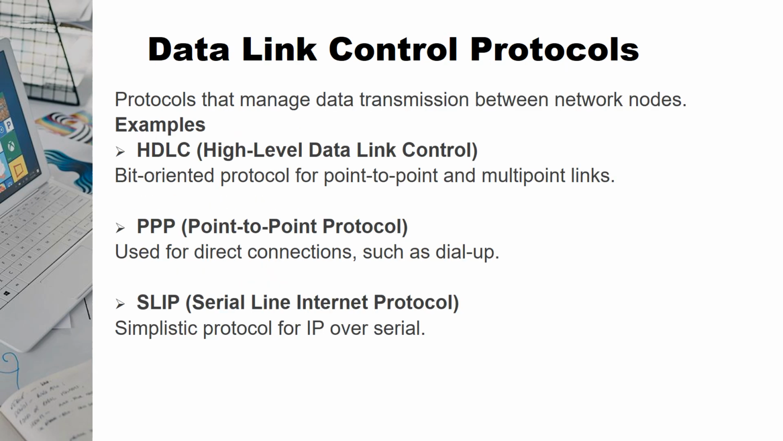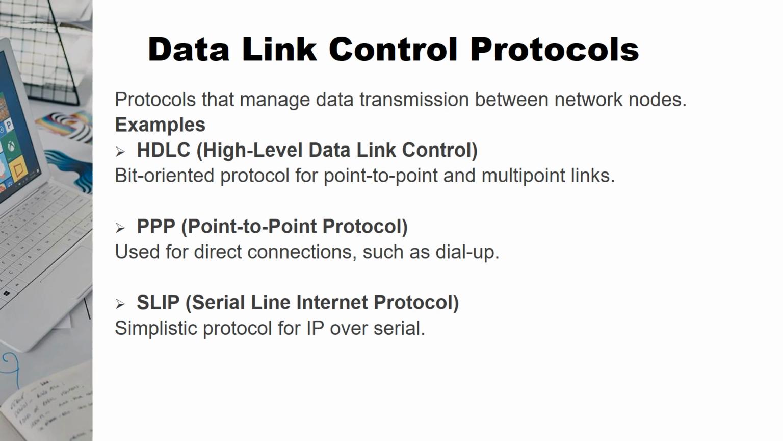We need to move forward to data link control protocols, and these are protocols that are used to manage the transmission of data frames between devices. There are several data link control protocols, and they are given on the screen. We have HDLC. This is the high-level data link control, and this is a protocol that is used in WANs, the wide area networks. It provides error-free transmission of data frames between devices. These are bit-oriented protocols for point-to-point and multi-point links.